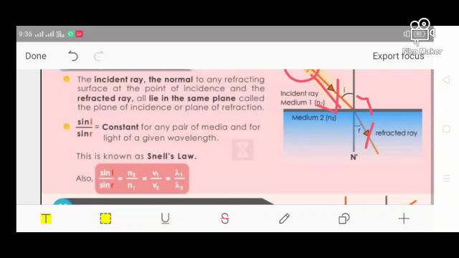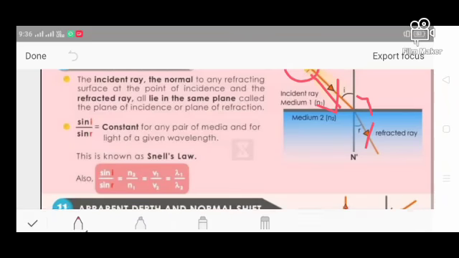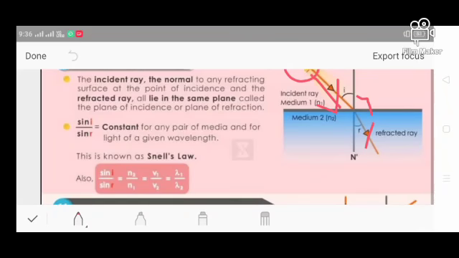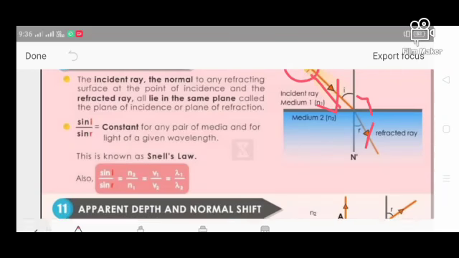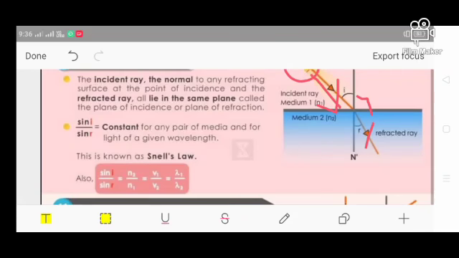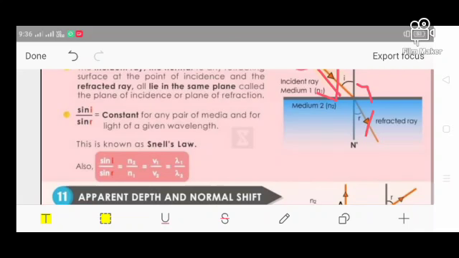Hope you will understand. So here sin i by sin r equals n2 by n1. What is n2? n2 is medium 2, to which the rays are refracted. And n1 is the medium from which the rays are going to be refracted. v1 is the velocity in medium 1 and v2 is the velocity in medium 2. Lambda 1 is the wavelength in medium 1 and lambda 2 is the wavelength in medium 2. So these are all about Snell's law.